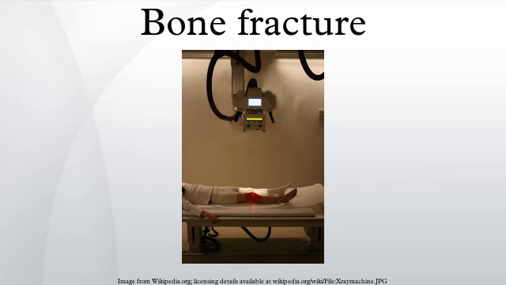Diagnosis. A bone fracture can be diagnosed clinically based on the history given and the physical examination performed. Imaging by X-ray is often performed to view the bone suspected of being fractured. In situations where X-ray alone is insufficient, a computed tomograph or MRI may be performed.